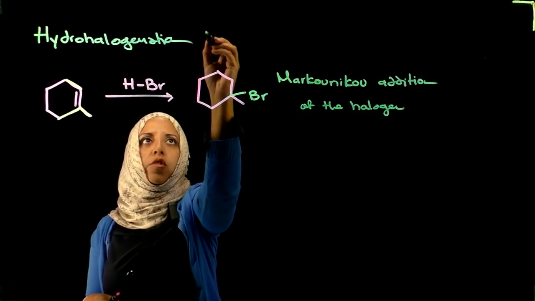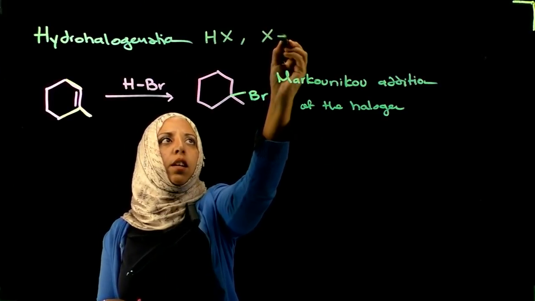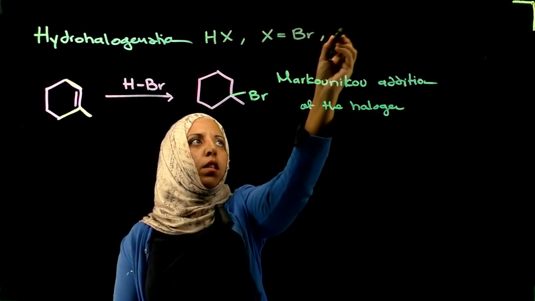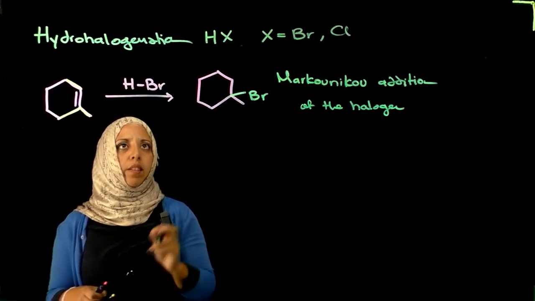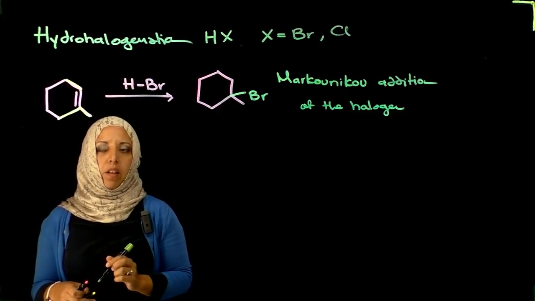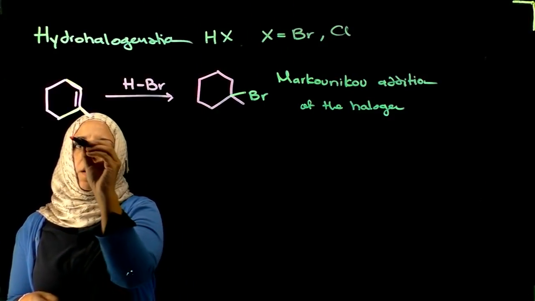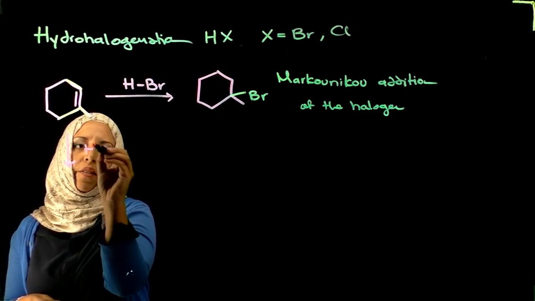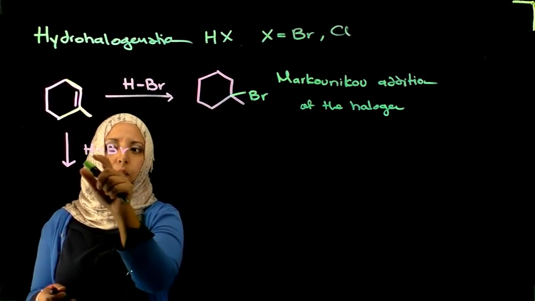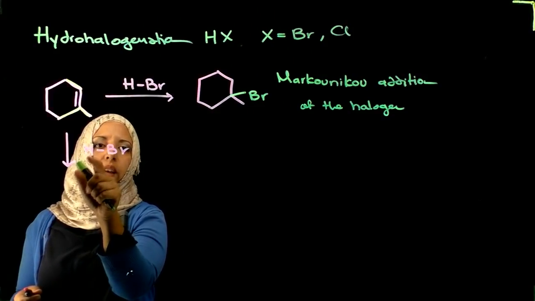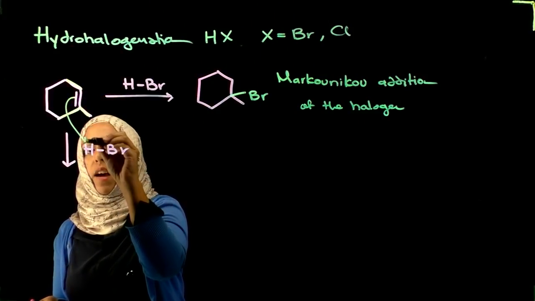In hydrohalogenation, the reagent is really HX, where X is really either bromine or chlorine, right? Okay, that's our reagents. Okay, so now let's try the mechanism. Okay, so we have hydrogen bromide. We know that the pi bond is acting as a nucleophile, and it will attack the more electrophilic of the atoms. Hydrogen is less electronegative than bromine, so the pi bond will attack the hydrogen.